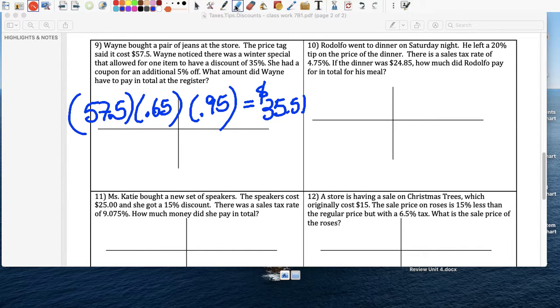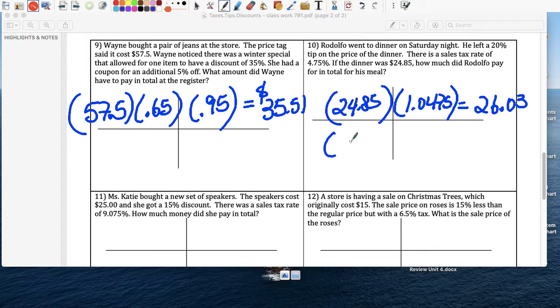This is a tip. What's this? He left a 20% tip on the price of dinner, before the sales tax. It was $24.85. So let's calculate the taxes. The tax is 4.75%, so it's 1.0475. So my food plus tax, 24.85 times 1.0475, equals $26.03.